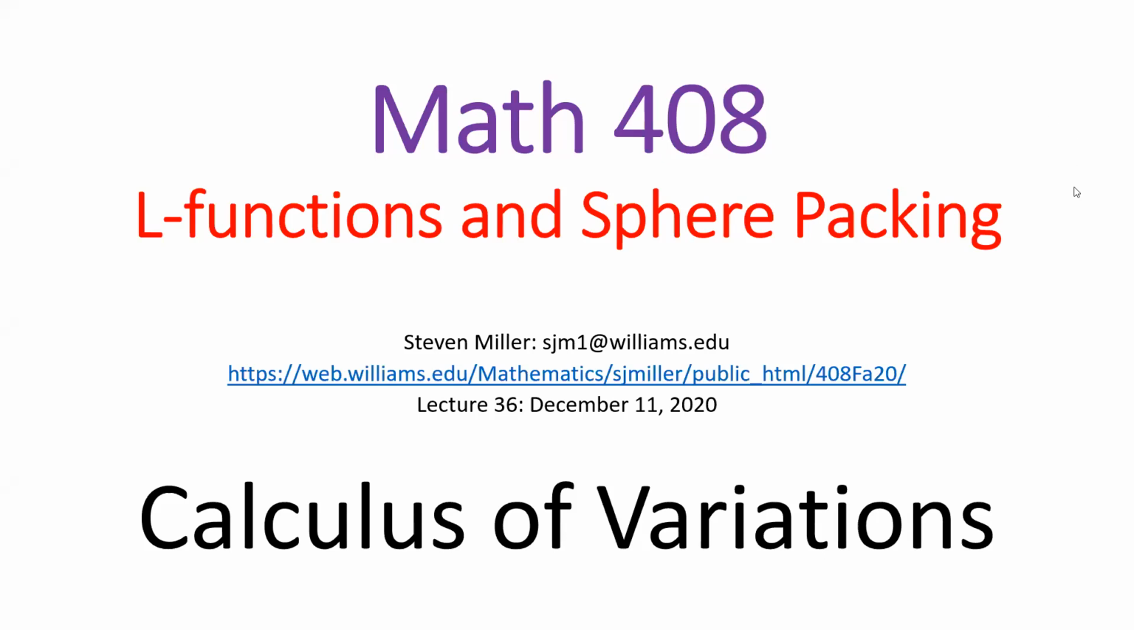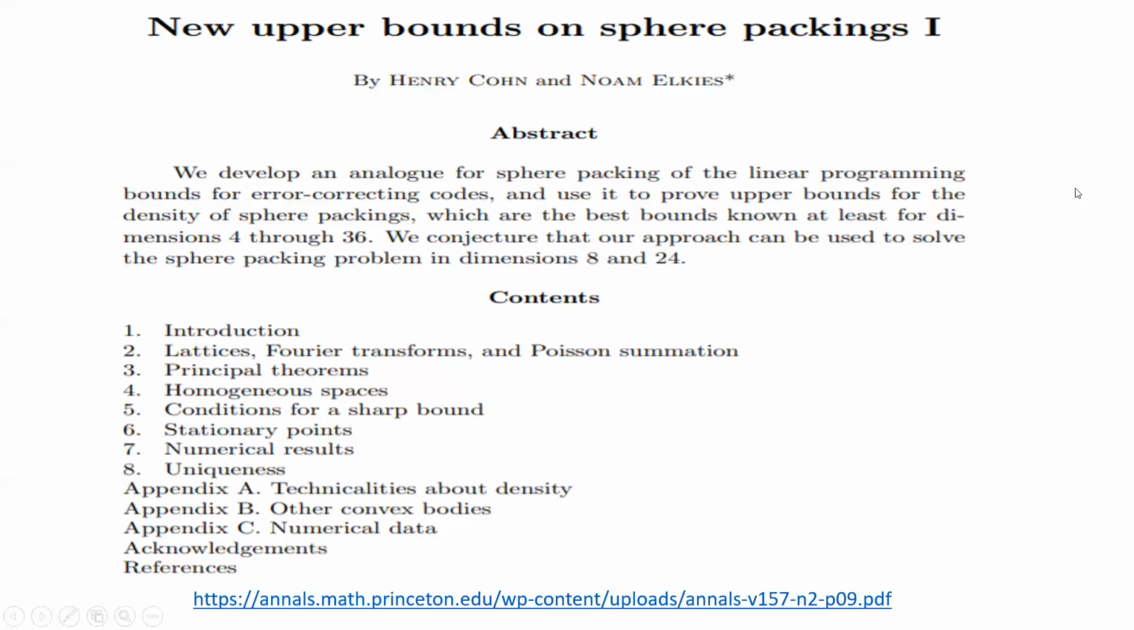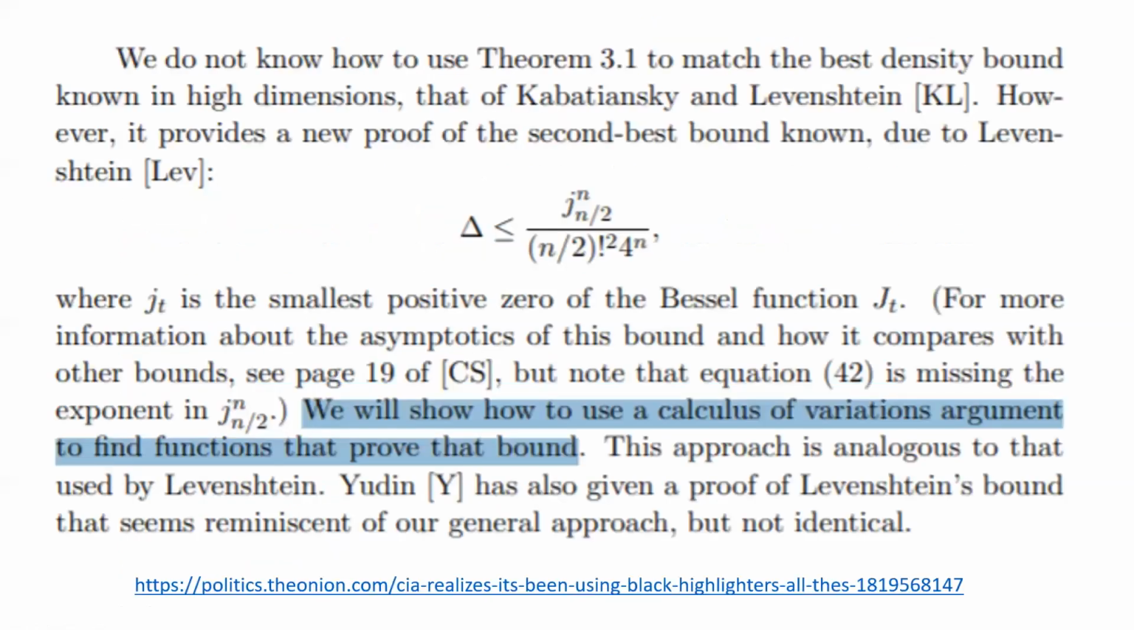All right. So we were looking at the paper by Cohn and Elkies, New Upper Bounds on Sphere Packings I. If we continue, of course, we will be looking at paper II. We ended the last class with a little part that was highlighted. We will show how to use a calculus of variations argument to find functions that prove that bound.